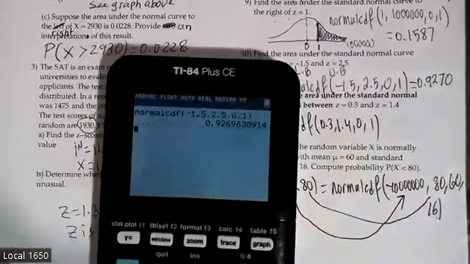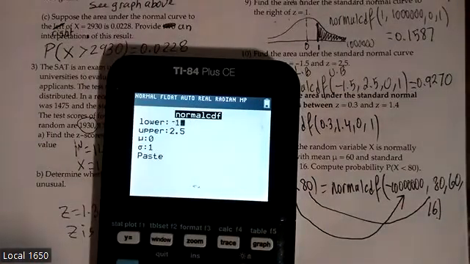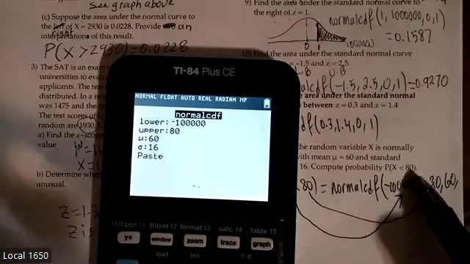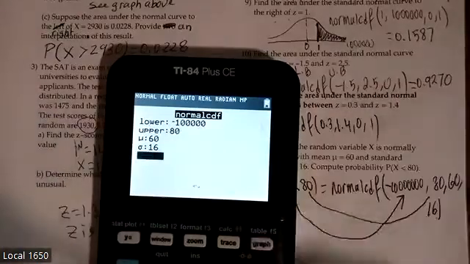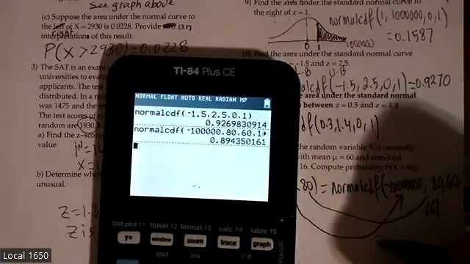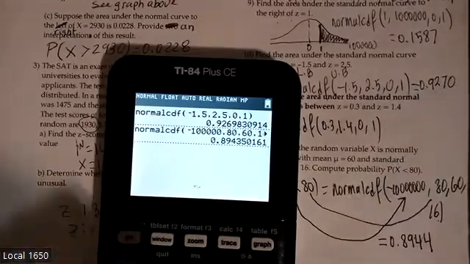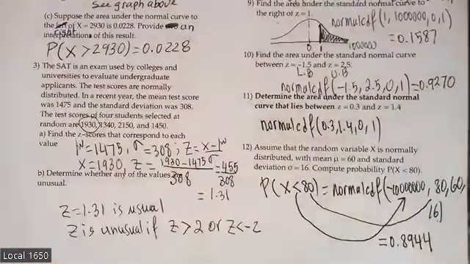Let's do it together. Negative 1 million, that's right. 80, 60, 16. For students who don't use calculator, here's what you have to do. You have to change 80 to a z-score and then go to table 5 and figure out the area from the table. It's a lot of work. I'm trying to make it easier on you guys by using technology in this class. 0.8944. All right, let's go to the next question.